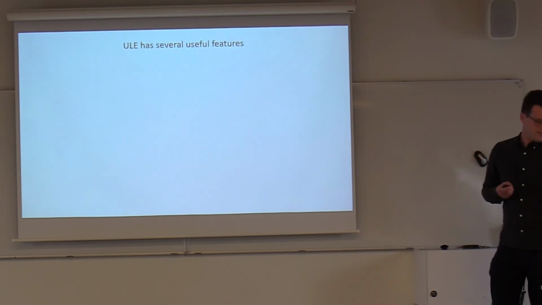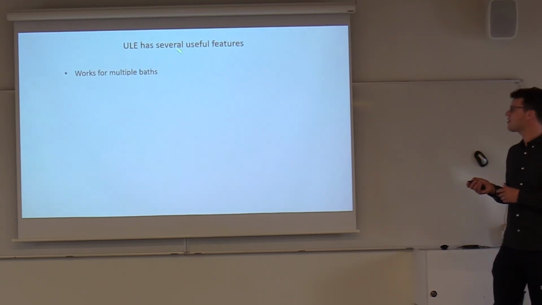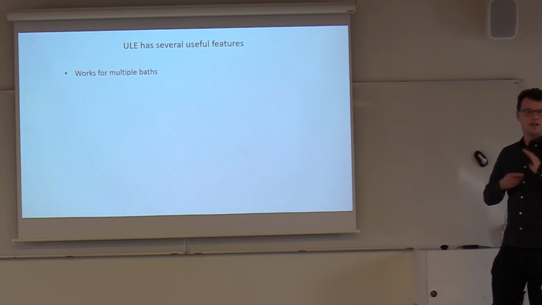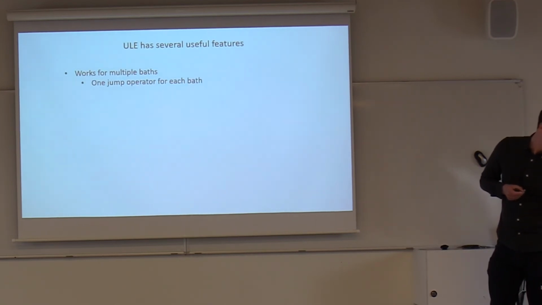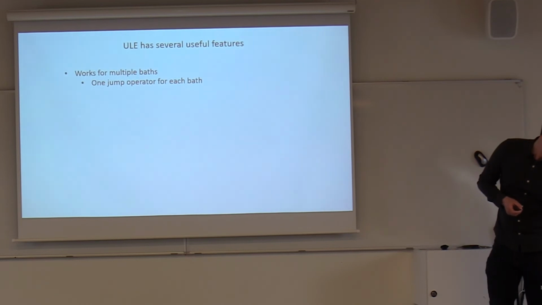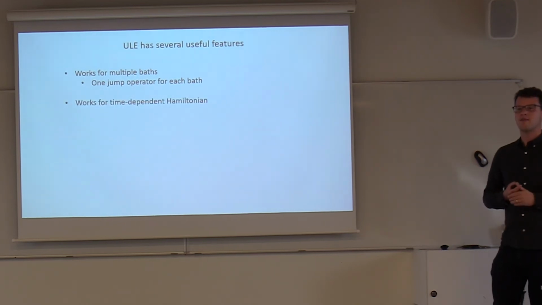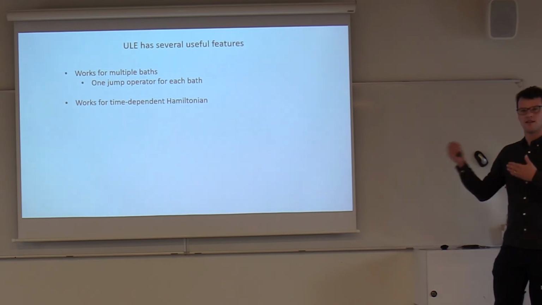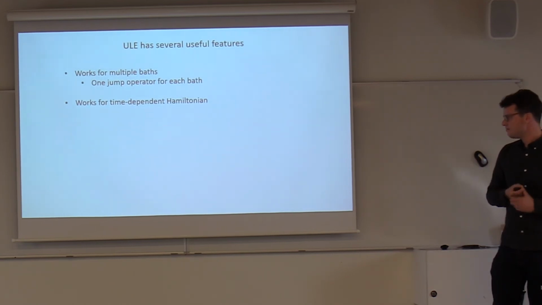So there are some very nice features of the ULE compared to existing methods that I didn't explain. We can use it for multiple baths. For each bath, there is a single jump operator. So if you have one bath, no matter how complicated your system is, there just is one jump operator. Compared to the quantum optical master equation, where you have a jump operator for each pair of levels, this is a big simplification. You can use it for arbitrarily time-dependent Hamiltonians. The procedure is given in the PRB.